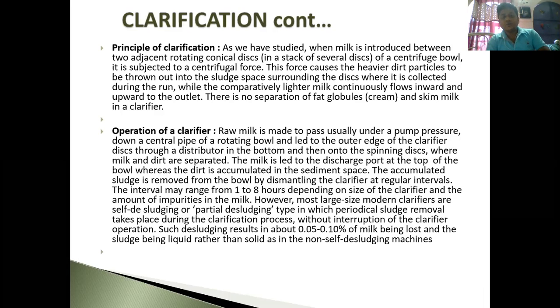In operation, raw milk is made to pass, usually under pump pressure, down a central pipe of a rotating bowl and led to the outer edge of the clarifier disc through a distributor at the bottom, and then onto a spinning disc where milk and dirt are separated. The milk is led to the discharge port at the top of the bowl, whereas the dirt accumulates in the sediment phase. Please see the council website, where we have already uploaded all the details, and you can also read the books of Sukumar De.